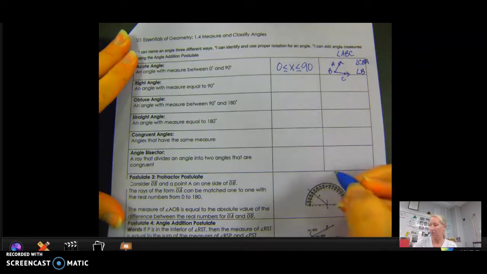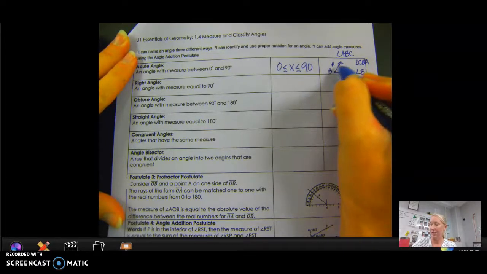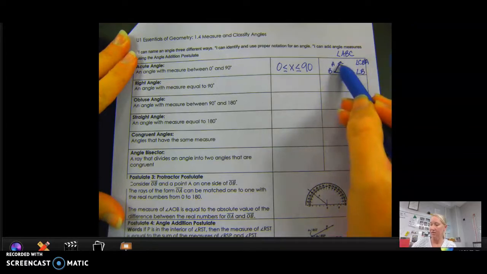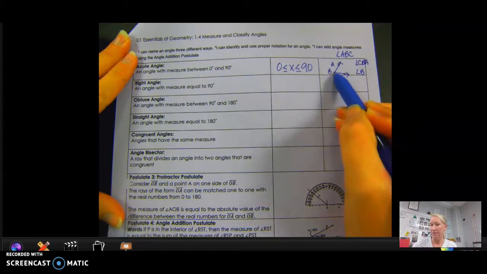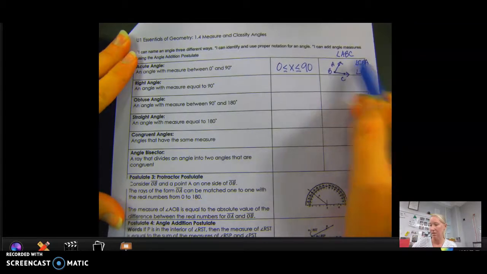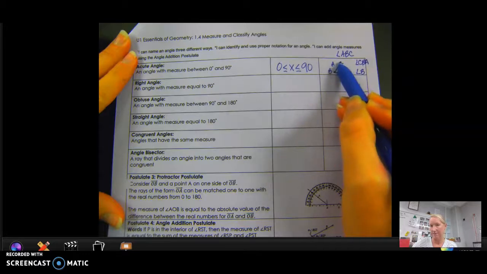What I could not do, though, is use three letters starting with B. I couldn't do BAC or BCA. The reason is I have to go around in a circle when I'm naming it. So your vertex point, the point at which the two rays meet, is always in the middle. So A to B to C, or C to B to A.